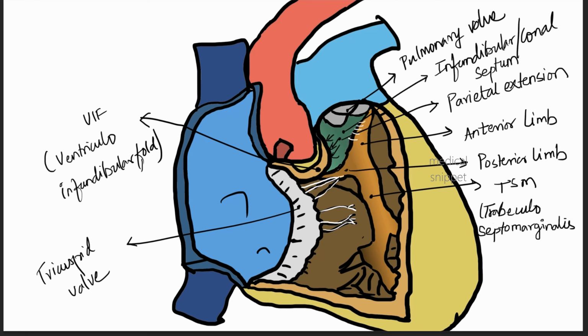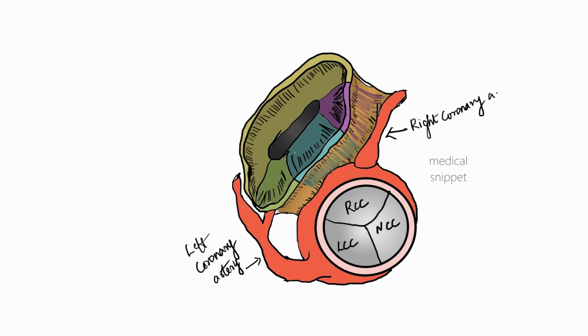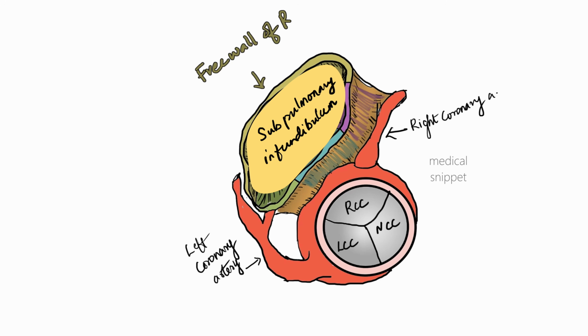The left of the conal septum fuses with the anterior limb of the trabecular septomarginalis. Thus, ventriculo-infundibular fold sits within the two limbs of the trabecular septomarginalis. The ventriculo-infundibular fold forms the supraventricular crest at its septal margin, where it inserts between the anterior and the posterior limbs of the trabecular septomarginalis. The free wall of the right ventricle completes the muscular tube known as the subpulmonary infundibulum that leads to the pulmonary valve.